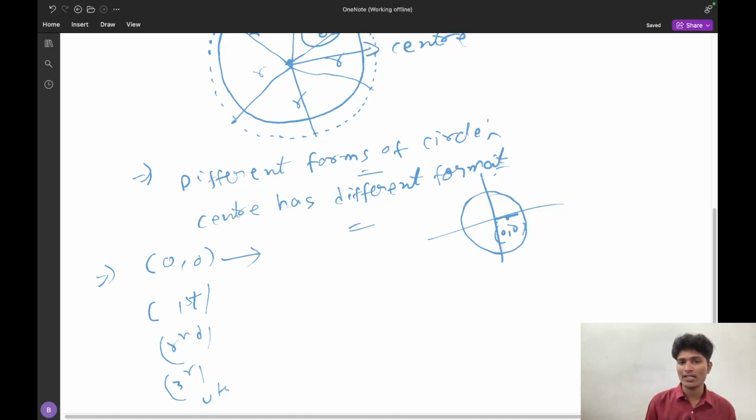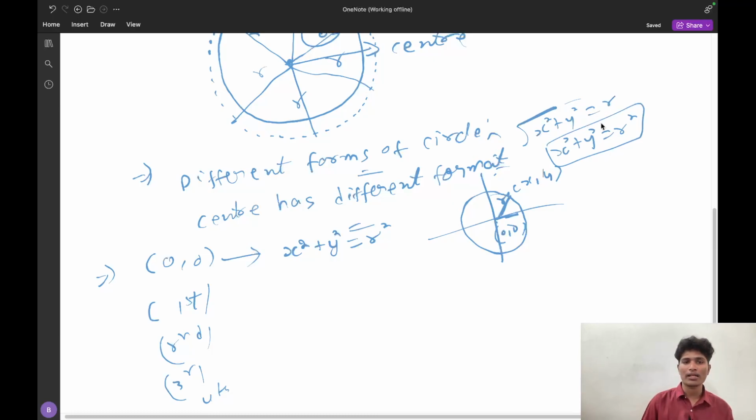If the center is the origin, how does the equation of the circle look? The equation of the circle is x square plus y square is equal to r square. How did I get this equation? Suppose I am taking x comma y as a point, and I know the distance from the origin is the radius. So I just equated the distance, that is square root of x square plus y square is equal to r, and x square plus y square equal to r square. So like this I got the equation of a circle.